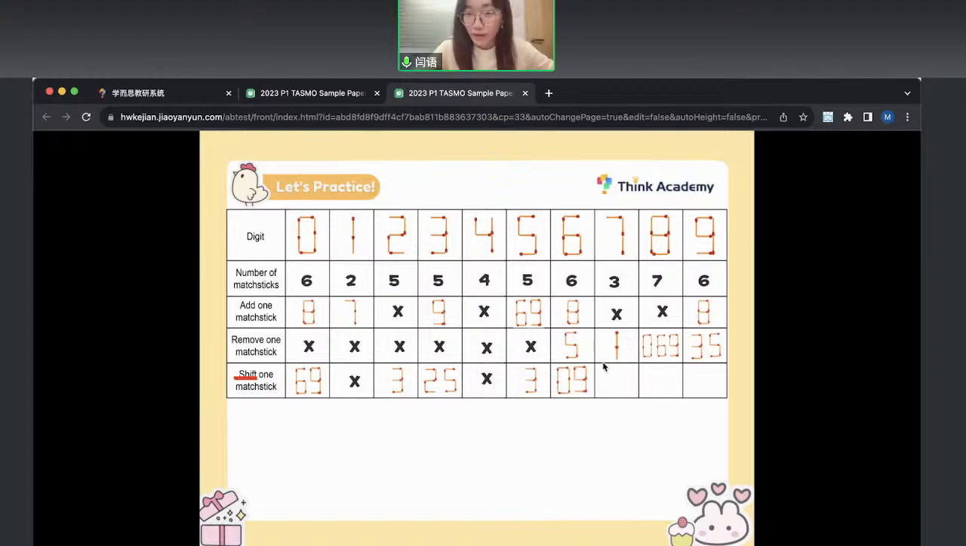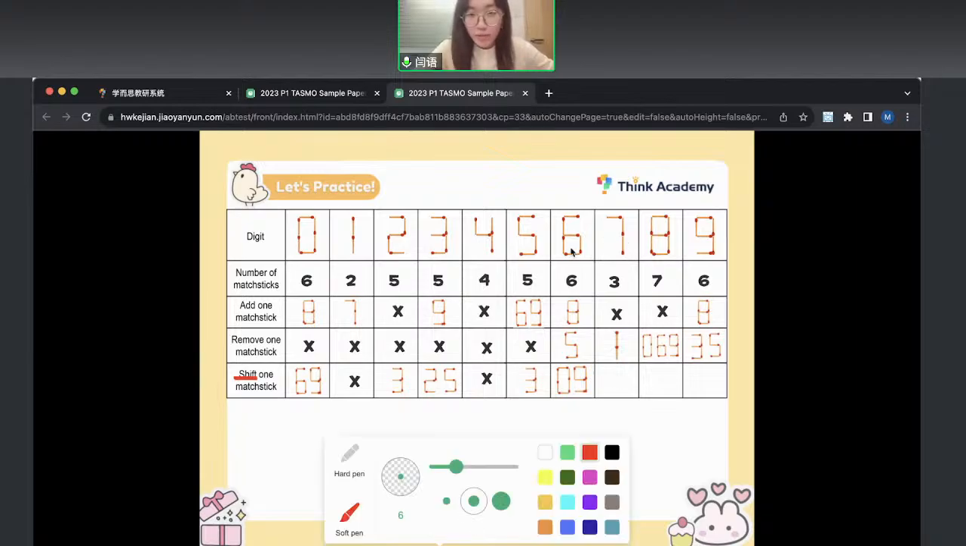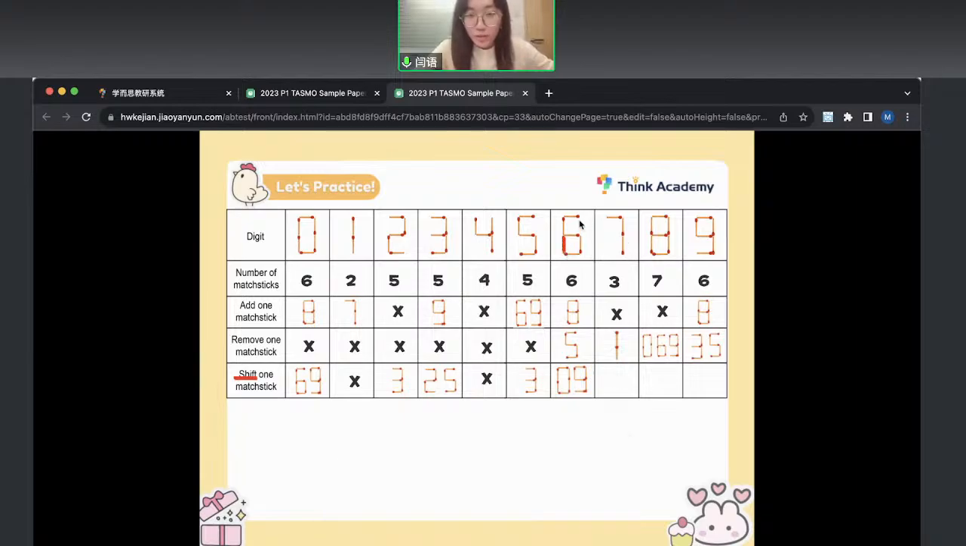Okay, 0 or 9. So here you see for 9, you just move this one to the top right. Okay, so then you can get 9. Okay, next one, 7. What about 7? Can you get any new digit if you just move one matchstick? Yes, good job, nothing. Okay, next one, number 8.